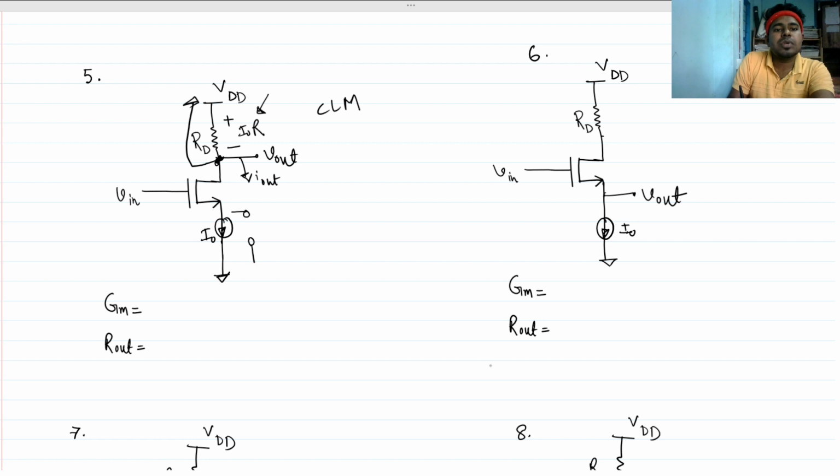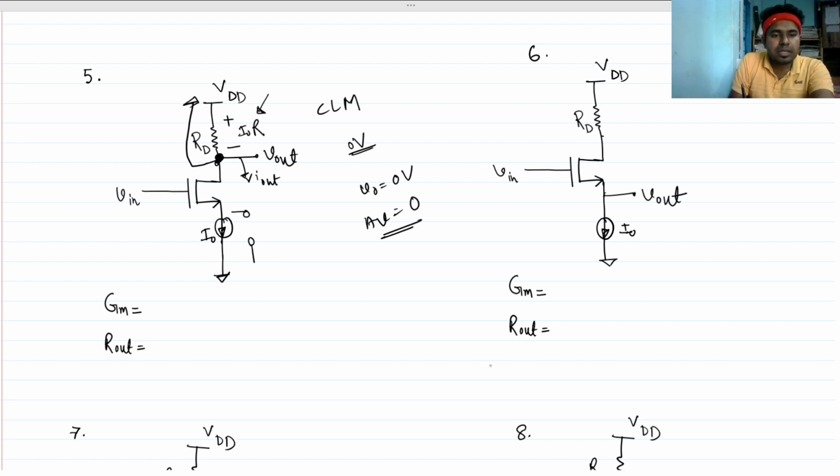So what will be the output voltage? The output voltage is nothing but 0 volt. Then what will be the gain? Gain is also 0. As a constant voltage drop happens across RD, the small signal output voltage will be 0 volt. So the gain will be 0.